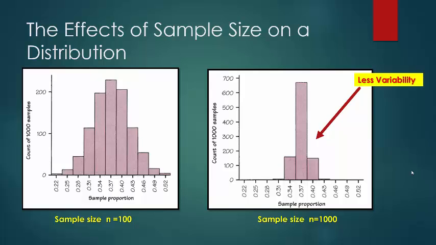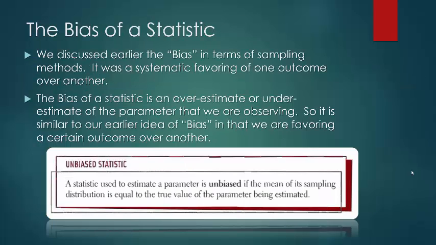It gives us a much more compact, less variable histogram or distribution. Okay, now let's talk about bias of a statistic. Earlier we had talked about the bias of a sampling method, and that was the systematic favoring of one outcome over another. Well, the bias of a statistic, not a sampling method this time, is an overestimate or underestimate of the parameter that we're observing. So if we're looking for mu or a proportion, and we're overestimating or underestimating because our sample sizes are too small or because of poor survey techniques, we encounter that bias.